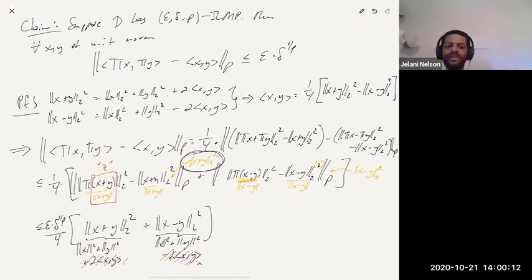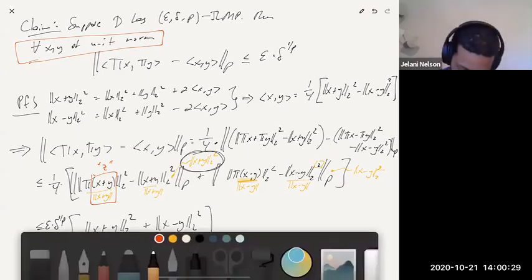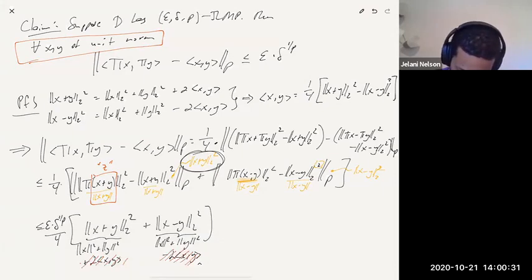What's the norm of x squared? Right. x has norm 1, y has norm 1. So this is also known as 4, right? 1 plus 1 plus 1 plus 1 is 4. So this is equal to, and the 4's cancel, epsilon times delta to the 1 over p.